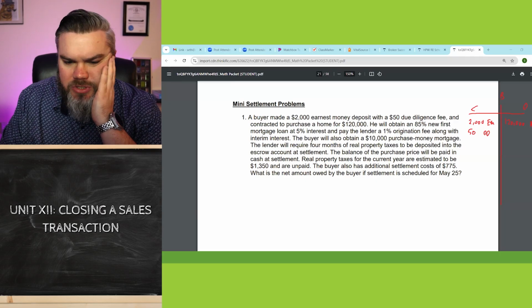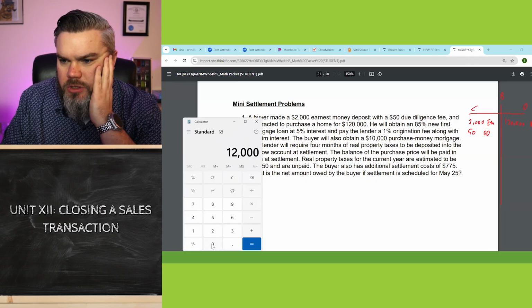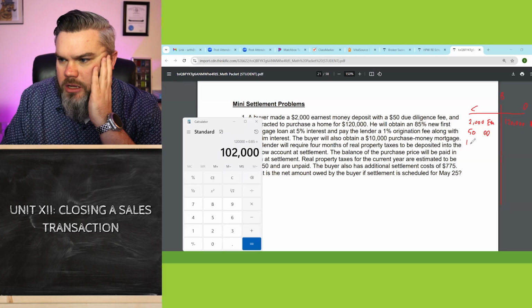Obtain an 85% loan-to-value ratio loan. So you take your $120,000, multiply it by 85%, which gives you a loan amount of $102,000. That is a buyer credit, right? The bank's giving you that money at closing. Yes, you'll pay it back later. So loan amount.